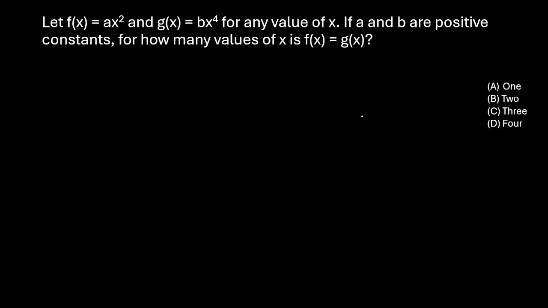Let's have a look at this SAT question. Let f of x equal a times x squared and g of x equal b times x to the fourth power for any value of x. If a and b are positive constants, for how many values of x is f of x equal to g of x? 1, 2, 3, or 4.